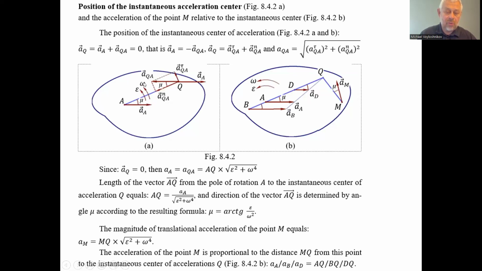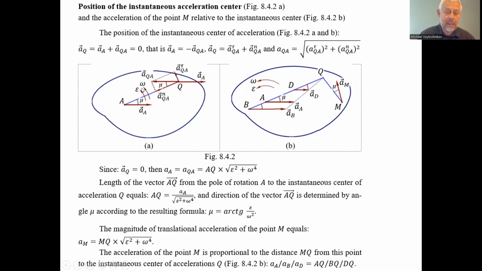Then we have Q, then we have angular velocity. If the angular acceleration in the direction coincides with the angular velocity, so the rotating velocity of the body increases if the acceleration is in the same direction as the velocity. But the mu is in the other direction than the velocity.